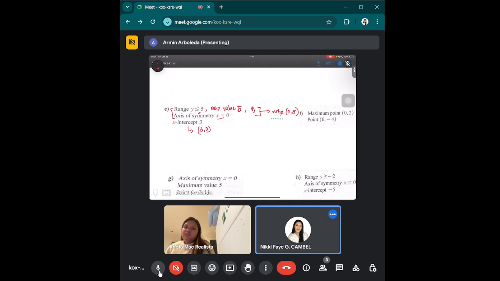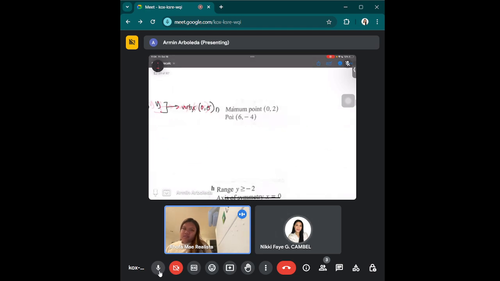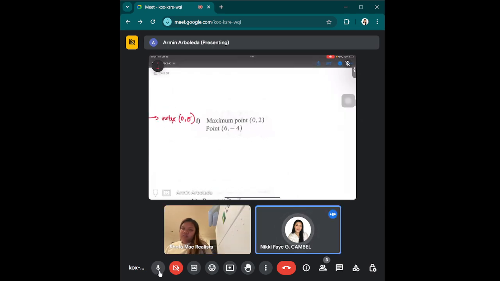Can you give me the equation? Actually, I have it. y equals negative 5 over 9 x squared plus 5. Okay, so this one is correct. You're just going to substitute the x-intercept. How about for letter F? Can you give me the equation? Can you solve it for me?